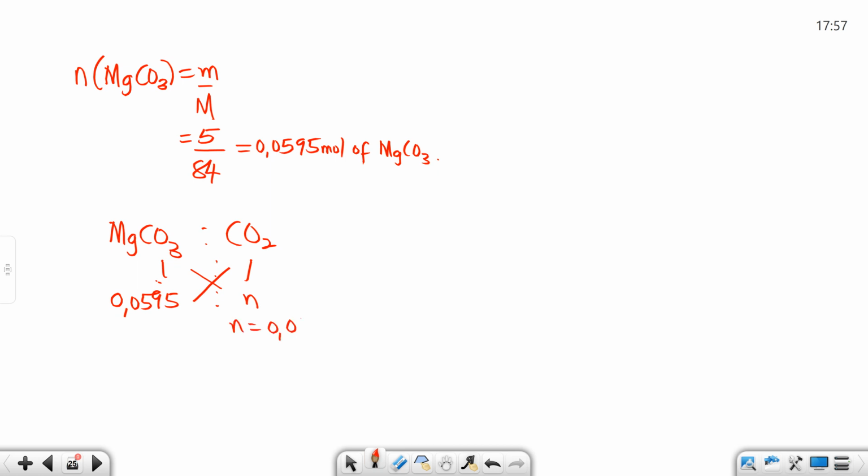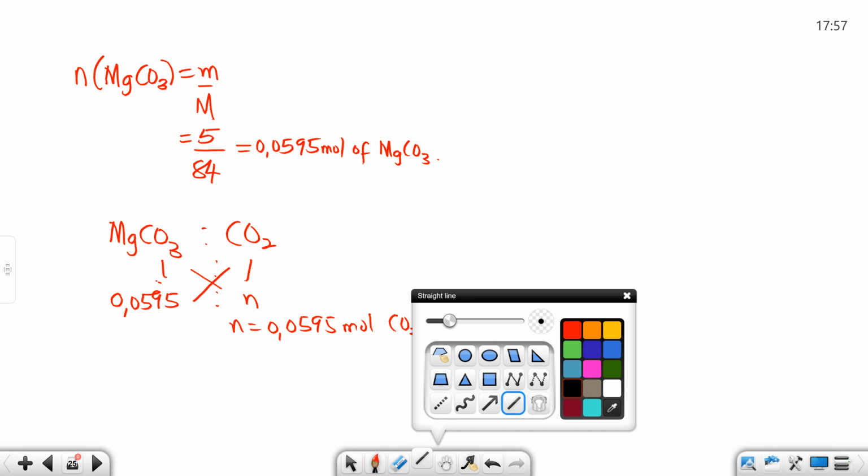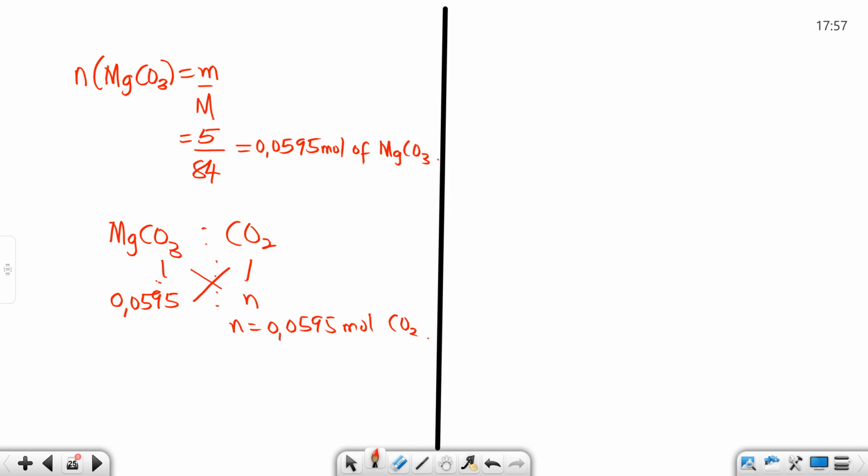N equals to 0.0595. Moles of which compound now? Carbon dioxide. You see, once you keep writing what you are looking for, it becomes easy. You're not confused with so many figures. Now I know that number of moles of CO2 is mass over the molar mass. Do I know the number of moles now? 0.0595 equals to mass over 44. Is it 48 or 44? 44. 16 times 2 is 32, plus 12, 44. Can we cross multiply?